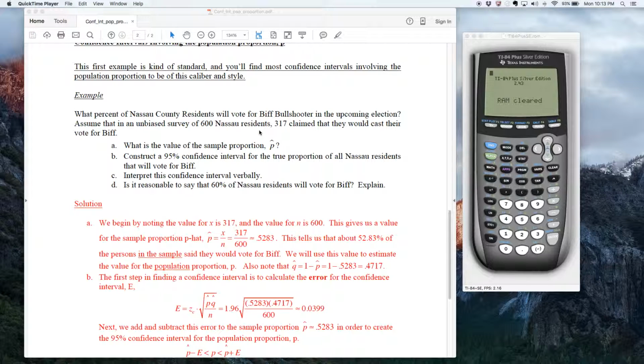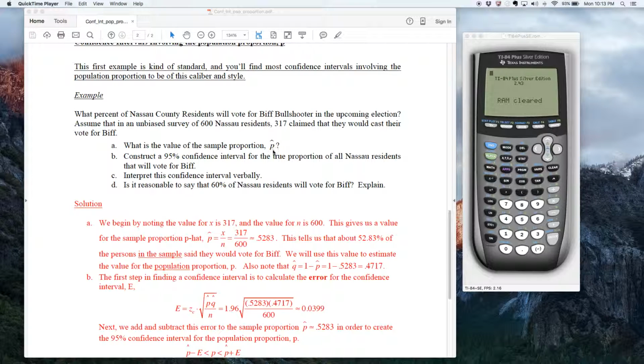All right, so in other words, we can't ask everyone in Nassau, obviously, but we'd really like to know what that number is. What percent of all of Nassau County is going to vote for Biff? And we're going to use this information here, the fact that 317 said, yeah, I'm going to vote for Biff out of the 600 people that I asked in my sample. These two numbers are going to help us create a statistic, and we're going to use that statistic to create the confidence interval.